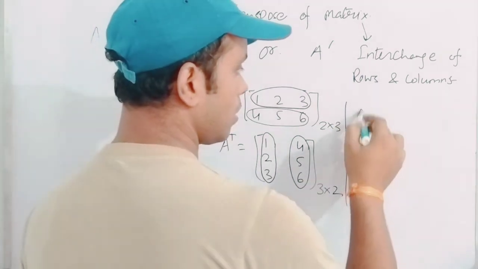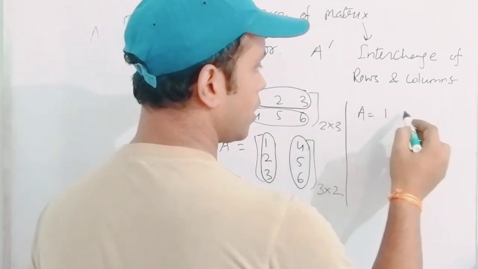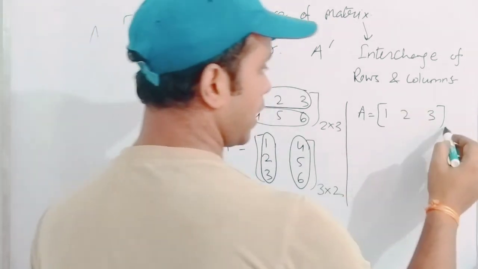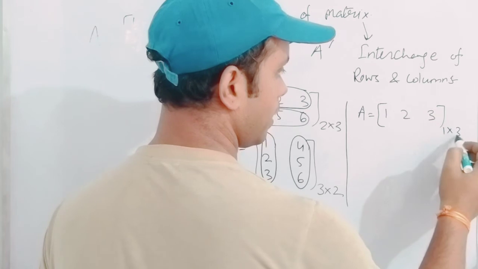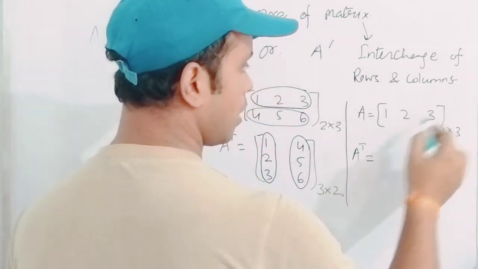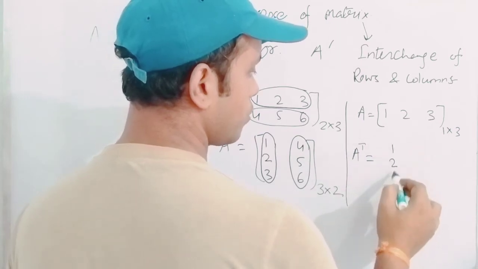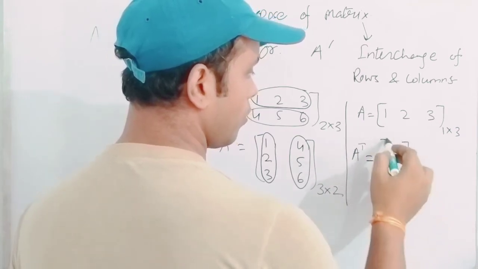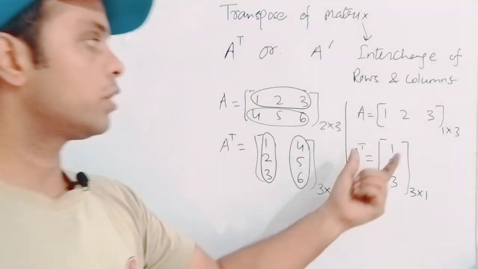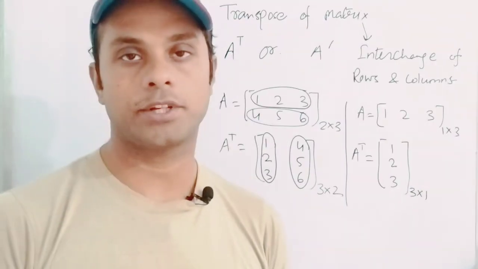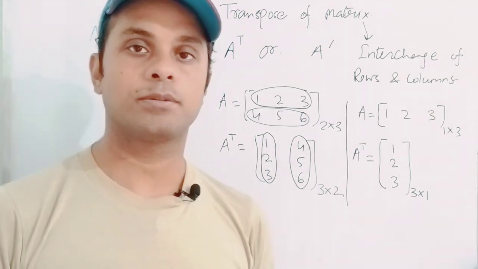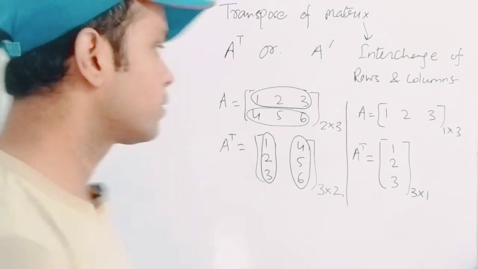suppose A is a matrix [1, 2, 3]. This is a row matrix and the order is 1 by 3. So what about its transpose? Interchange rows and columns. R1 becomes C1. So you obtain the column 1, 2, 3 and now the order is 3 by 1. So this way we find the transpose of a matrix. I hope it's very clear to you now. Okay, let's see some properties of transpose.